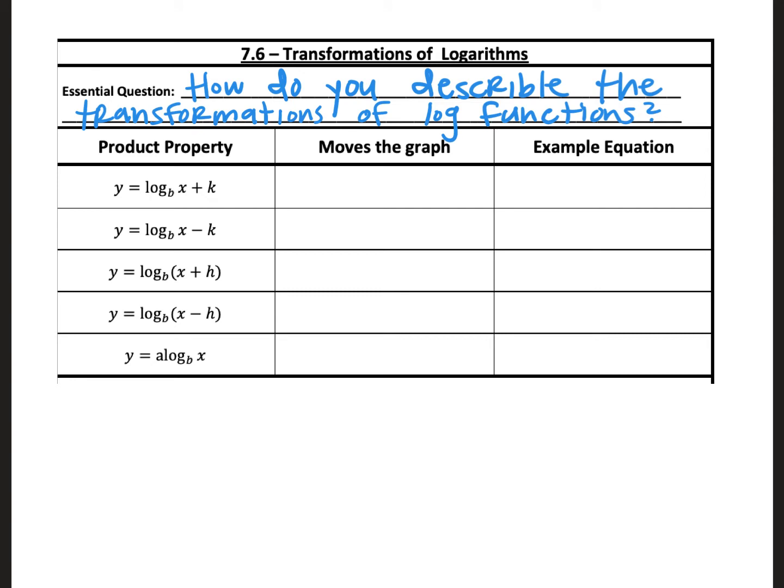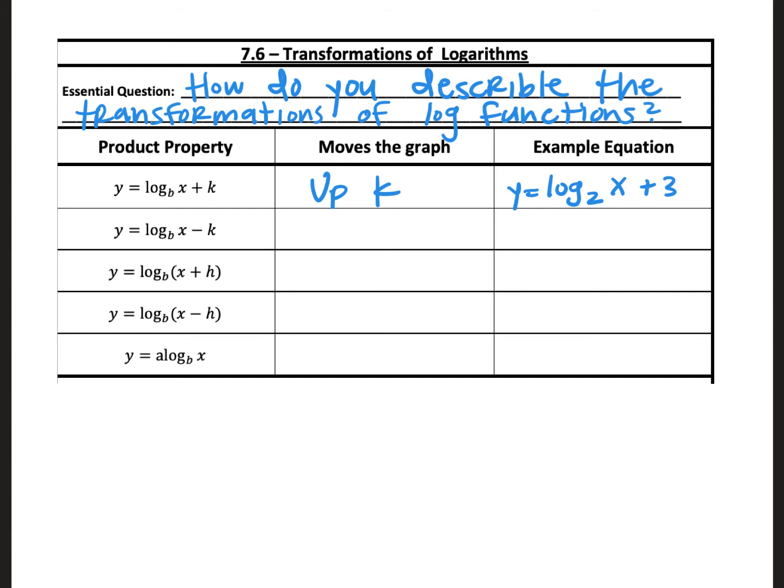that plus k after x. That k is outside of your x, and it moves your graph up k. So it's going to move your graph up k. So if I have y equals log base 2 of x, and I do plus 3 on the outside, that means that my graph is going to go up 3.